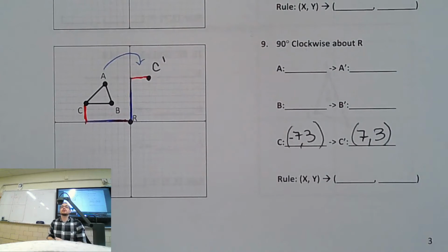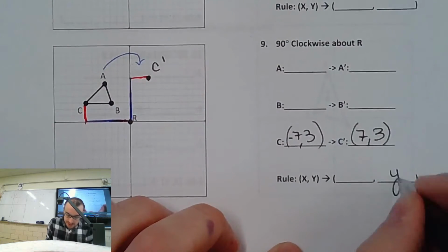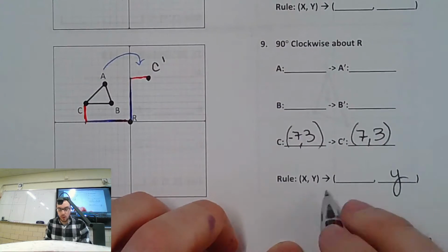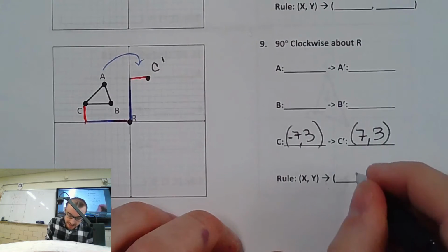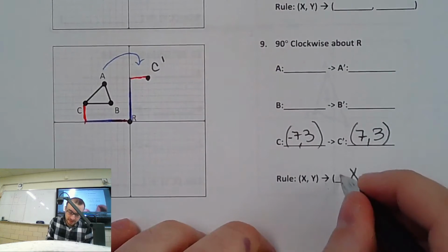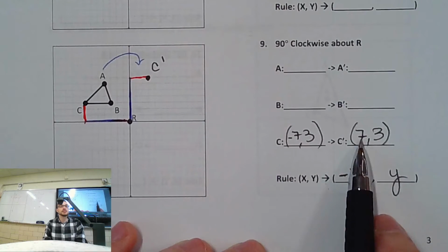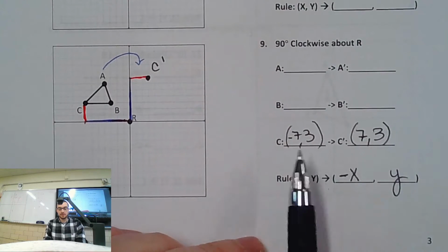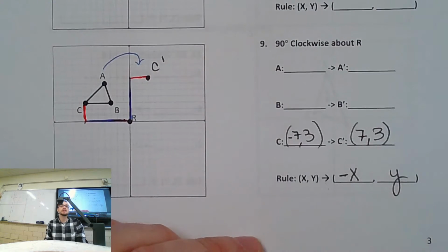What happened to the coordinates? Just the X is negated. Exactly. Y stayed the same. Is everybody cool with Y staying the same? And then X is changed. How did it change? The sign changed, which means we negate it. Negative 7 negated becomes positive 7, right? Negative 7 times negative 1 equals 7. When you negate something, it changes the sign.